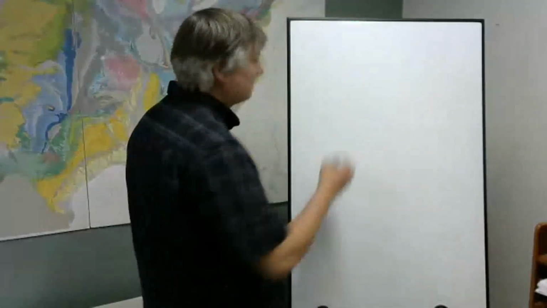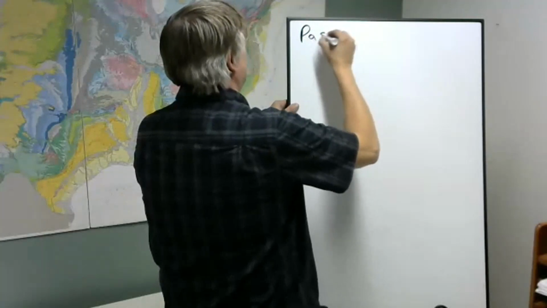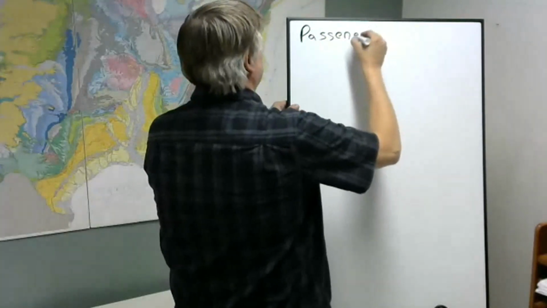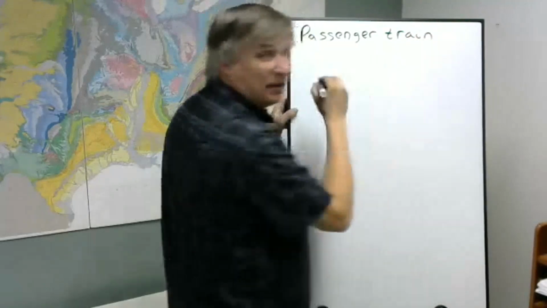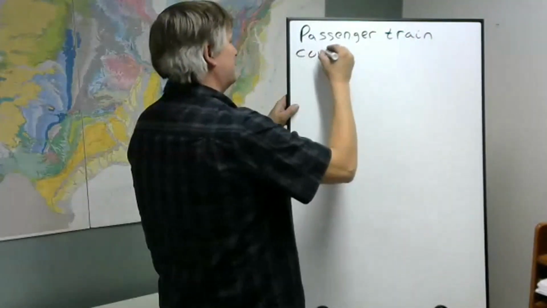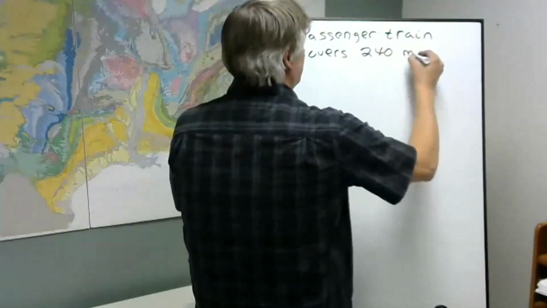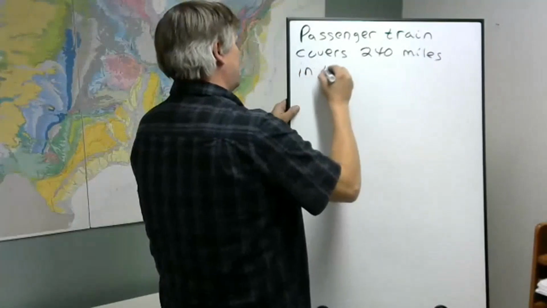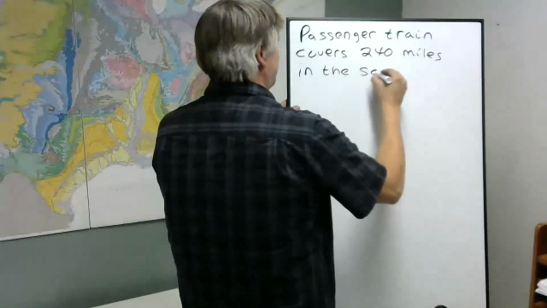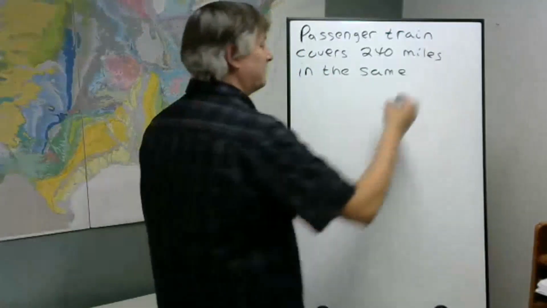All right. So what we've got is a passenger train that covers 240 miles in the same time. And this is the same amount of time.